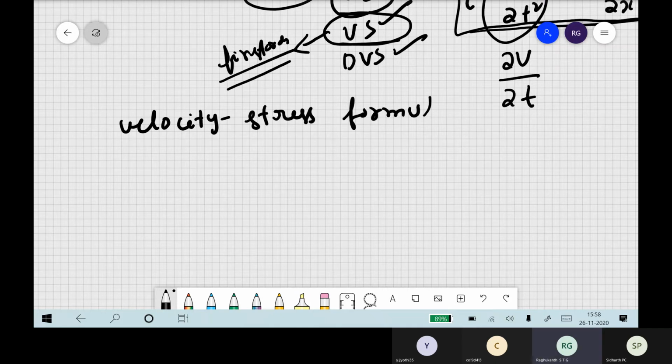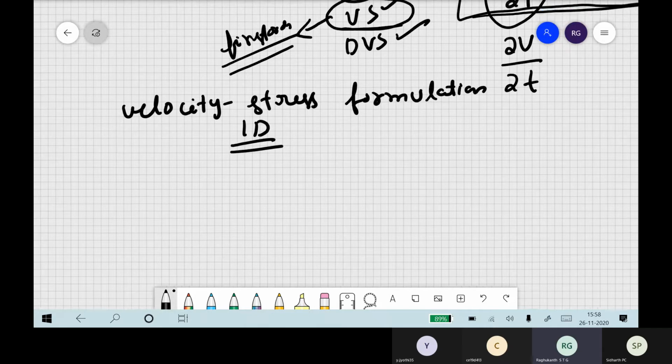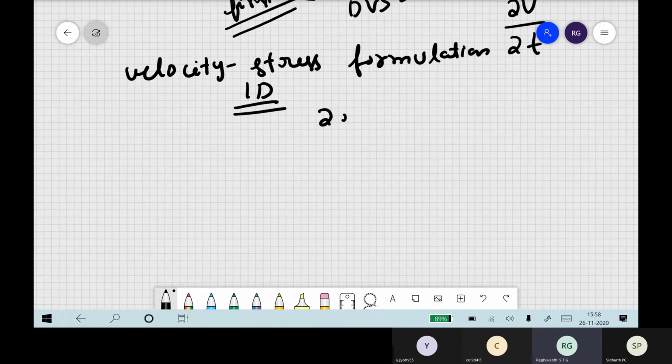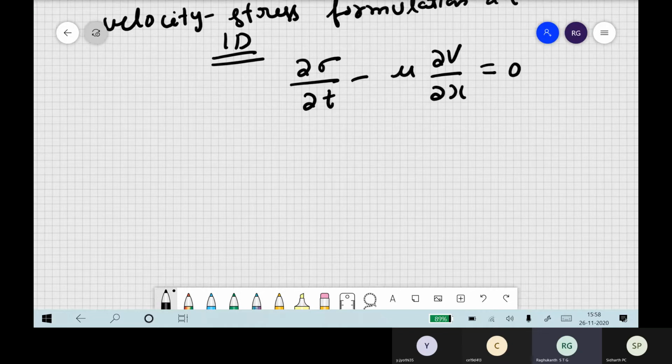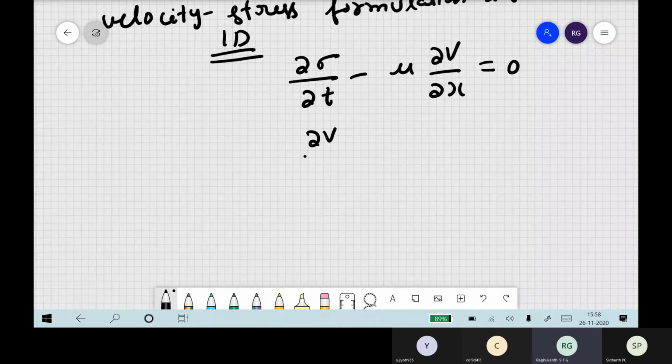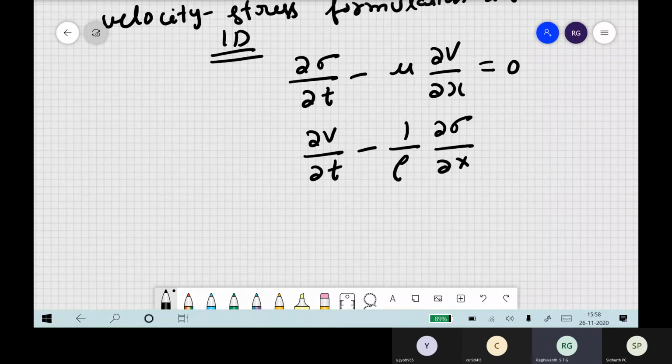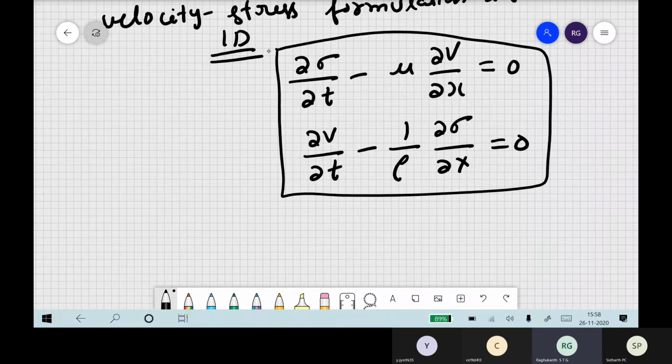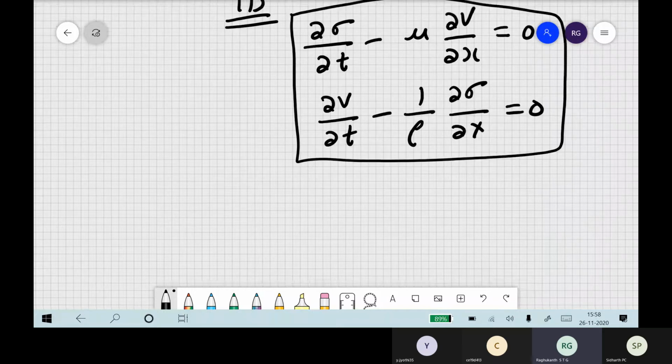If you see this velocity stress formulation, I will write only for a one dimensional problem. So if it is simply one dimension, you remember, dou sigma by dou t plus mu dou v by dou x is equal to 0, and the other equation was dou v by dou t minus 1 by rho dou sigma by dou x is equal to 0. So this is our velocity stress formulation, and both of them are first order.